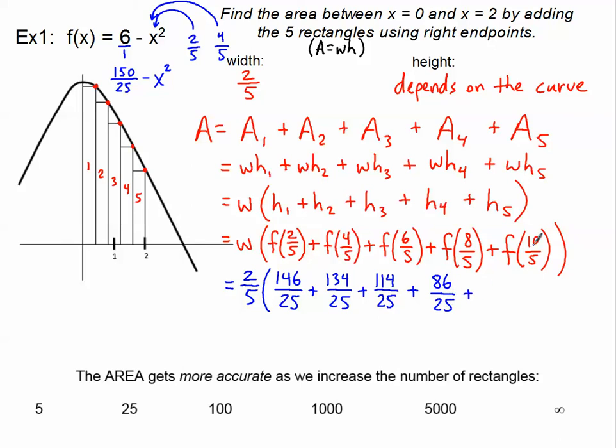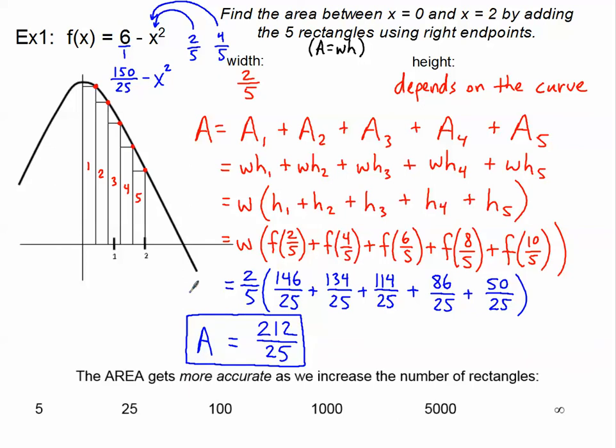And finally, I'll plug in my 10/5. That'll give me 100 25ths, and 150 25ths take away 100 25ths gives me 50 25ths. I'm not going to reduce it because I like that same denominator. If you add up all of these 25ths, and then multiply by 2/5 and reduce your fraction, you will get 212 25ths. And that is our ultimate area of these 5 rectangles. Awesome.